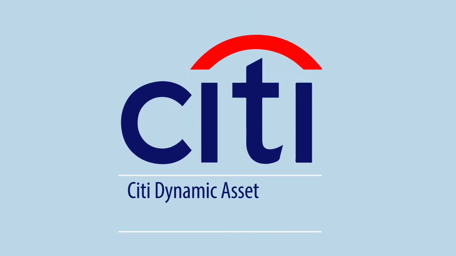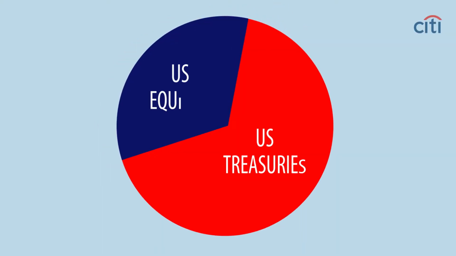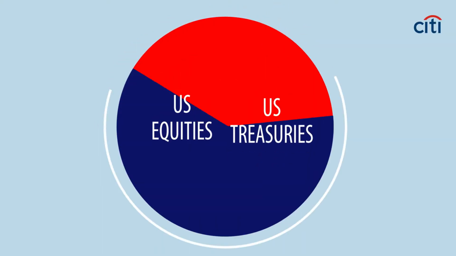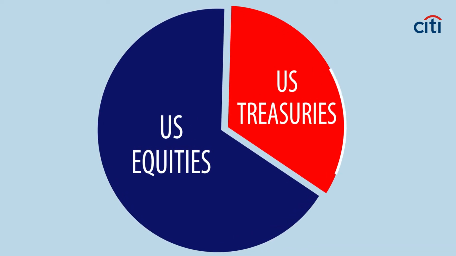Introducing the Citi Dynamic Asset Selector 5 Excess Return Index, which seeks to effectively identify different market environments and dynamically adjust allocation between U.S. equities and U.S. Treasuries. Let's discuss how the index works.